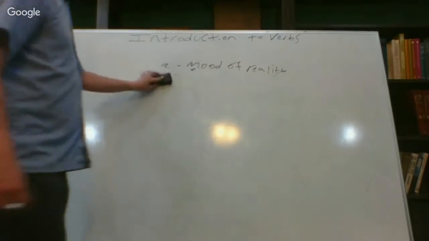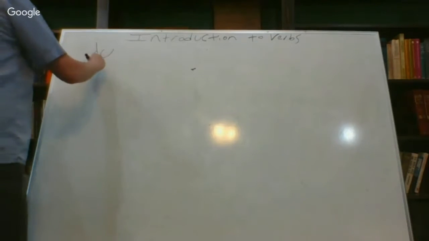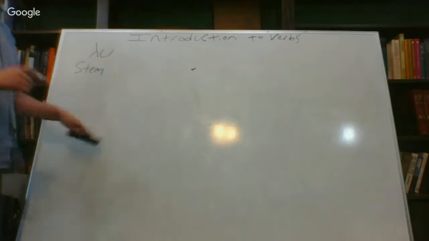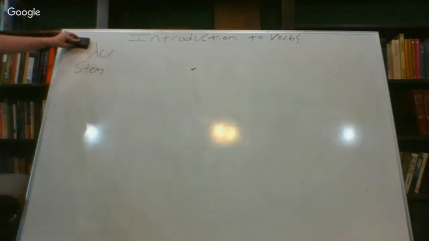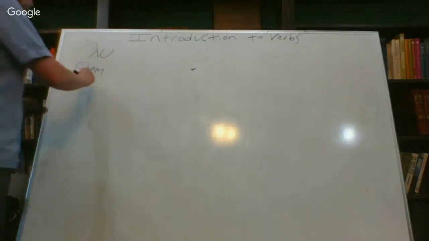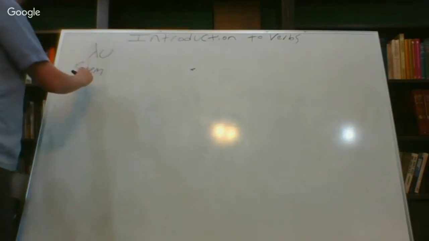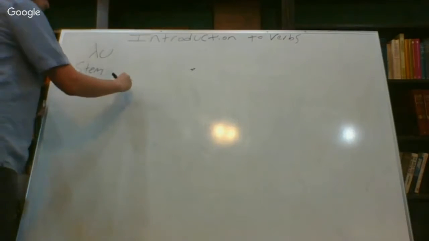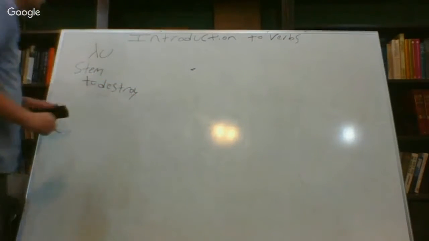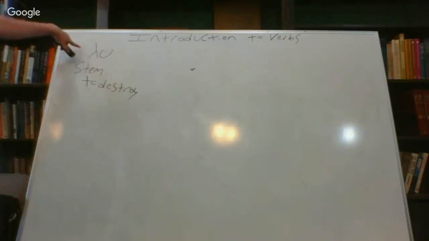But when we are looking at Greek verbs, there are three things that we should look at. The first is the stem. As we've seen with nouns, the stem is the piece of the word that carries the basic meaning. So in this case, lu, which is the stem, in its basic sense means to destroy, or to lose, or to untie. So the stem carries the meaning of the word.